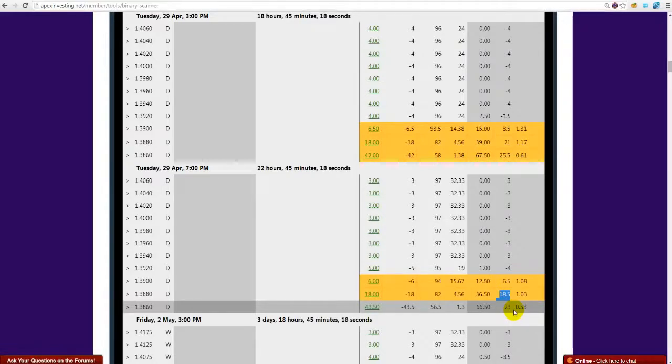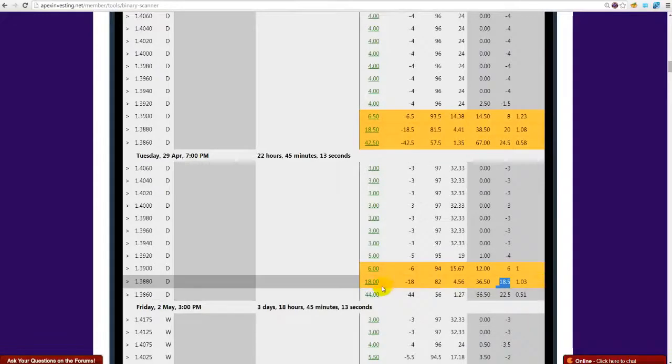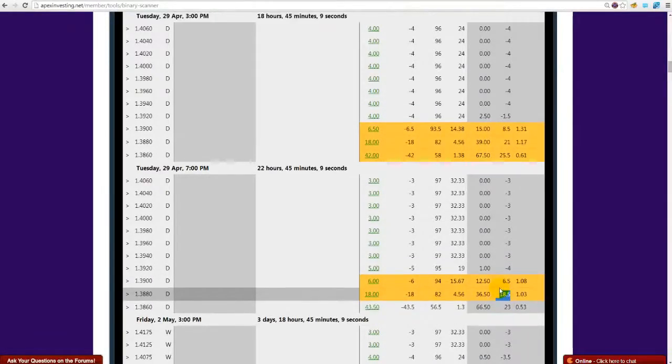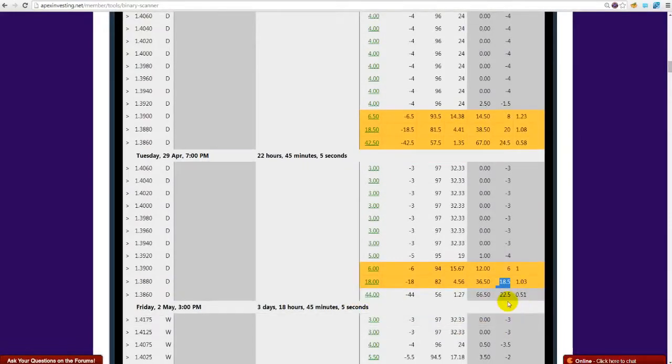Do you know what I'm saying? Risk $18 twice. That's $36. So instead of making 18, I make 36. So I make 36, make 36. Here I risk 44 to make 22.